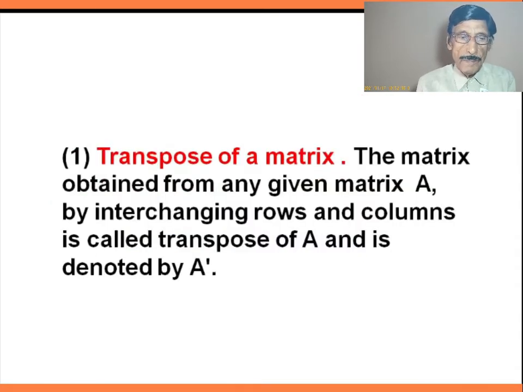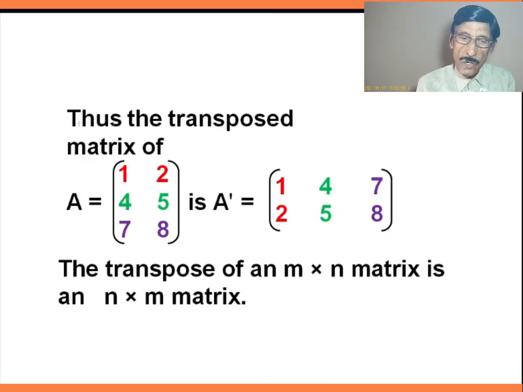Thus, the transposed matrix of A. Here, a matrix has been shown with 2 columns and 3 rows. After transposing, the rows and columns get interchanged. That means, after transpose, we get 2 rows and 3 columns. The transpose of an M by N matrix is an N by M matrix.